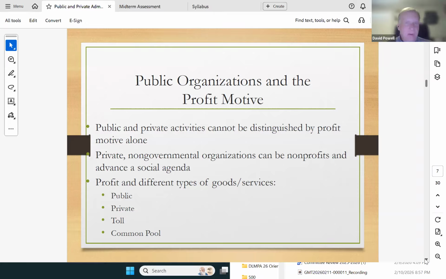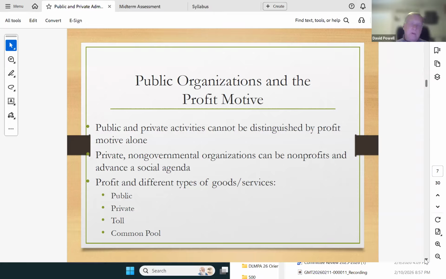On the other side of the coin, we also have some public organizations that do operate to run a profit. You think about something like a government corporation, like the U.S. Postal Service. Even though the Postal Service oftentimes does not run a profit, it has the legal ability to run a profit and to operate as a corporation, even though it is governmental and it is essentially, quote unquote, owned by the public and owned by the government. So profit alone probably is not enough. It is necessary, but it's not sufficient.